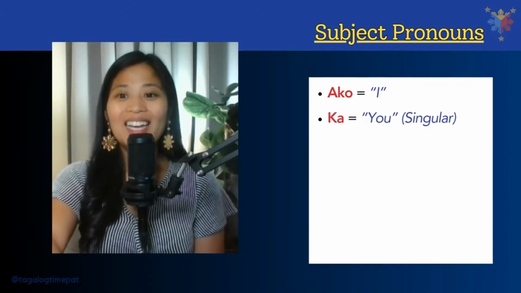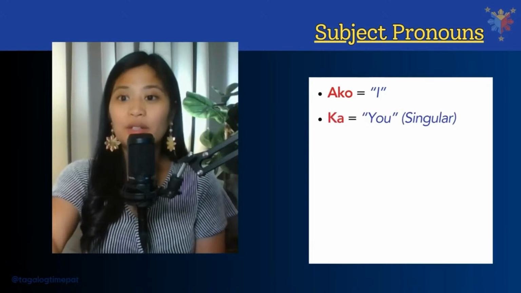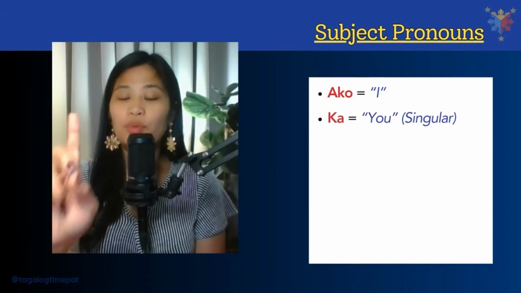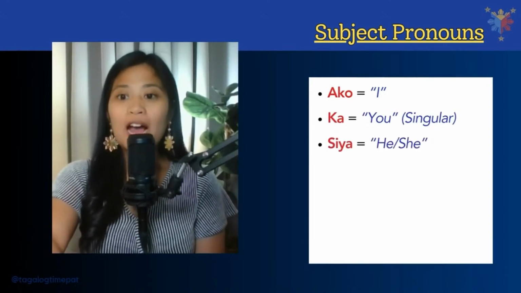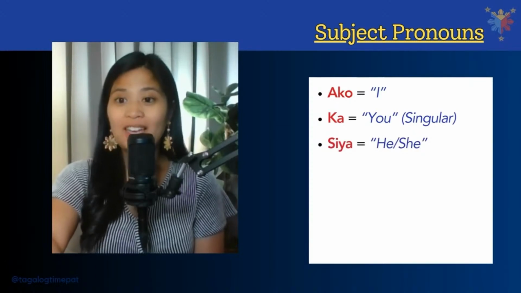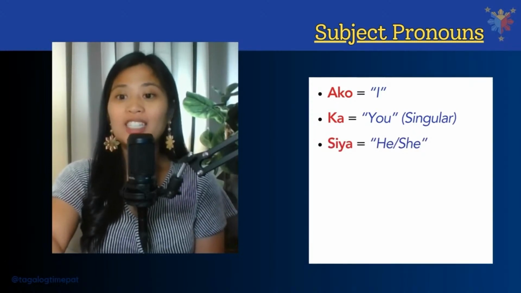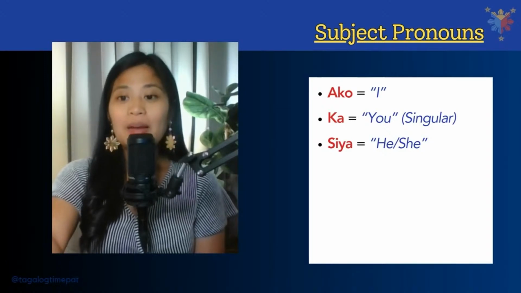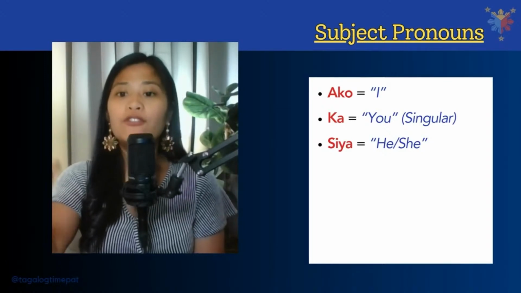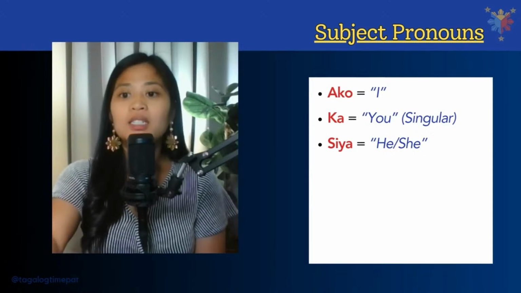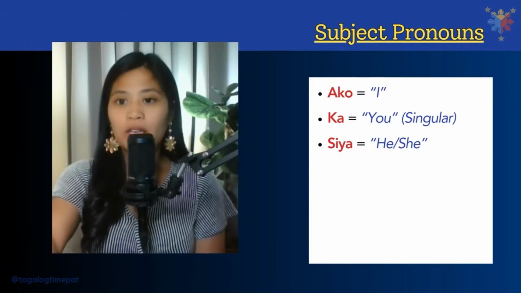Ako means I, ka means you singular, so it's just you by yourself, one person. Siya means he or she. And I want to point out that siya is gender neutral. That means you have to listen for the context of the sentence to determine who that person is talking about.